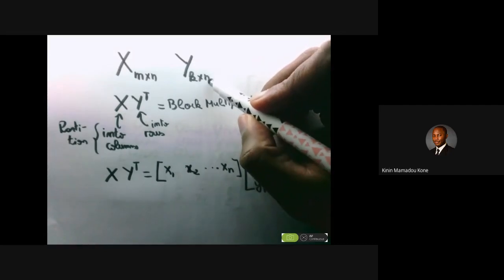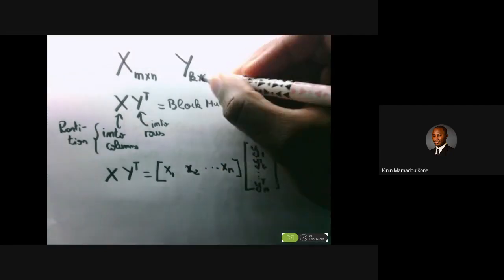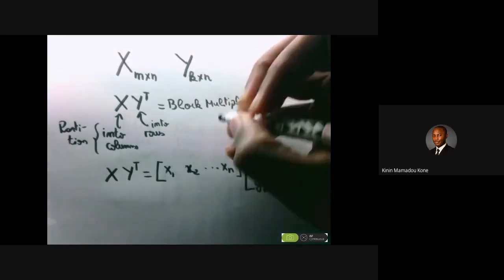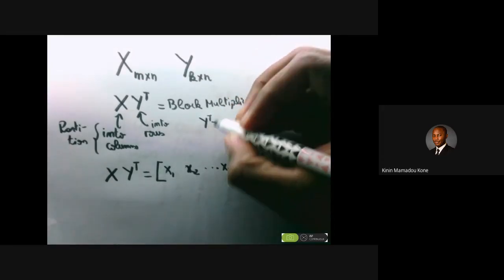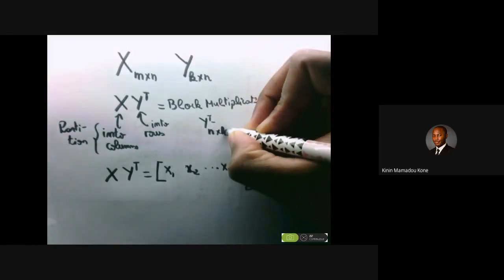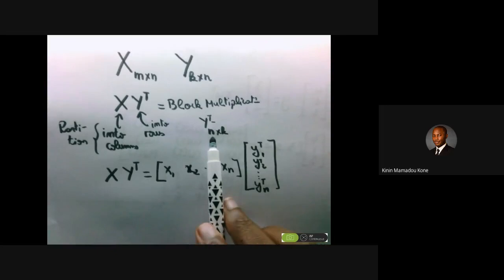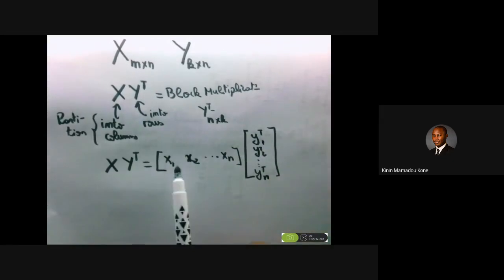Okay, so here we had N rows, but this is K rows, N columns, but Y transpose is going to be N rows and then K columns. So they do have the same. Here the number of rows is equal to the number of columns of this one, so the product is doable. So I can do this times this plus this times this, plus this multiplied by this, etc.